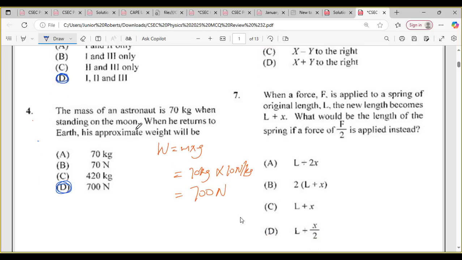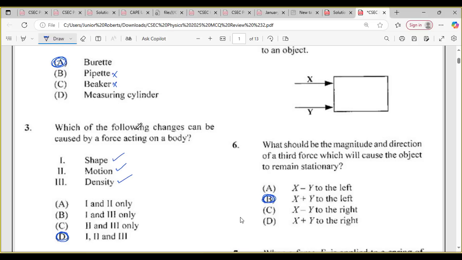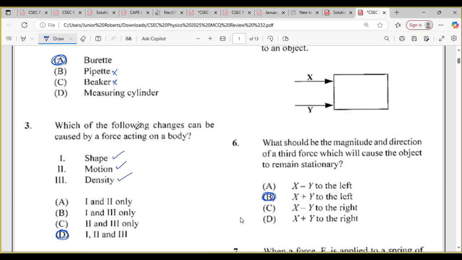Number 7 now says, when a force F is applied to a spring of original length L, the new... Sir, excuse me. Yes. Question, go back to question 6. 6 right here. Oh, it's going.